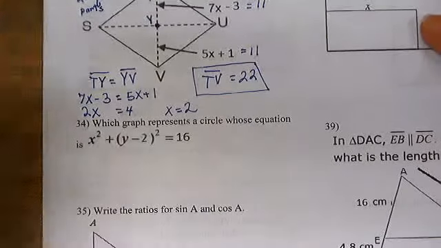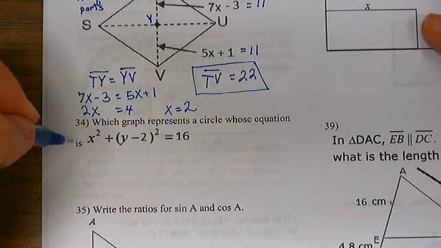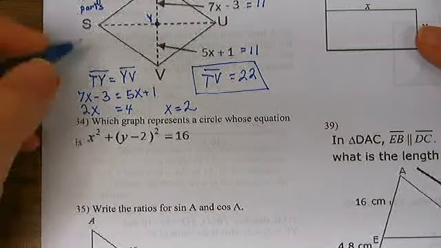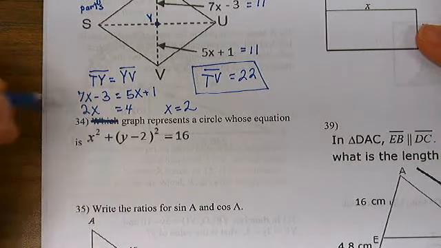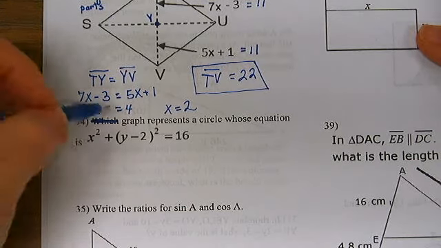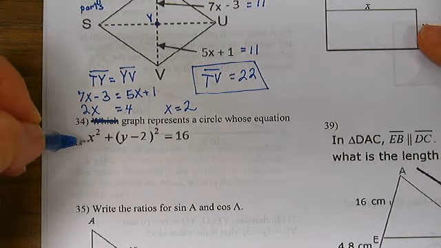Which graph represents a circle whose equation is this? Which graph? Well, how about I determine what the graph looks like? Graph a circle whose equation is this. What do we know about circles?